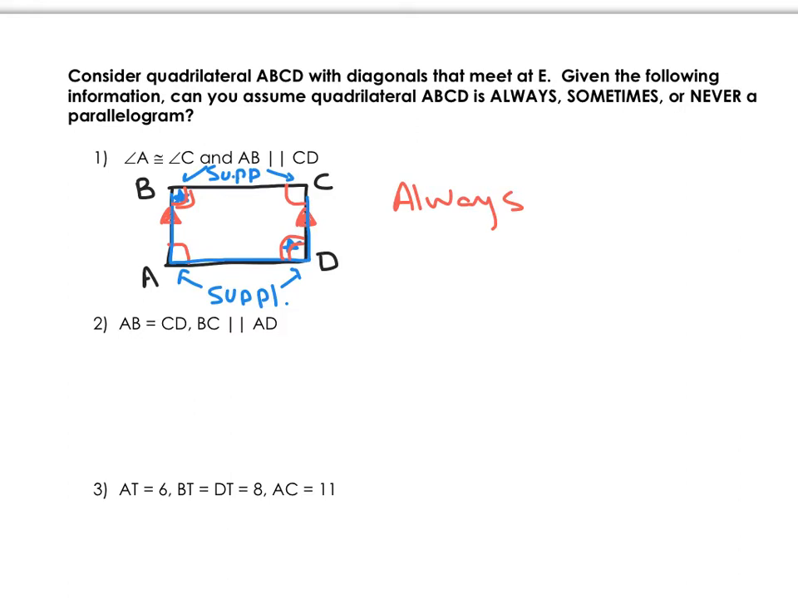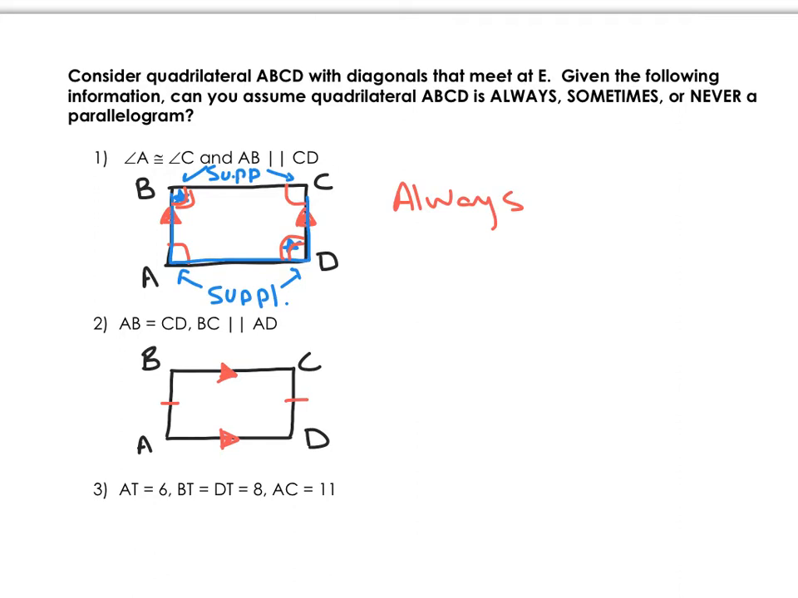So let's move on to number 2. I would recommend that you start the same way. Draw it up, and mark it. And the first question I'm going to ask myself is, can this be a parallelogram? And yes, it can be. So my answer is not going to be never.